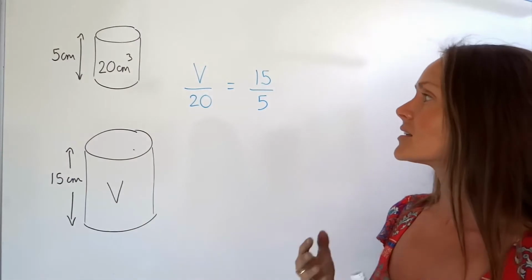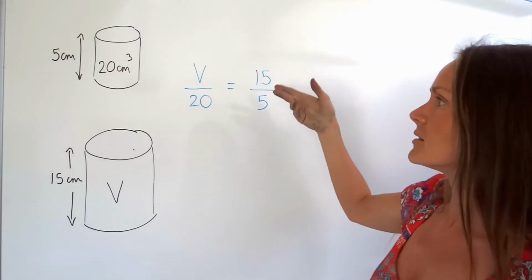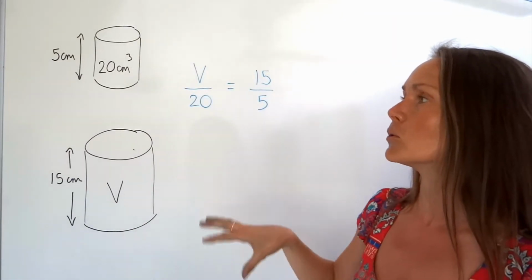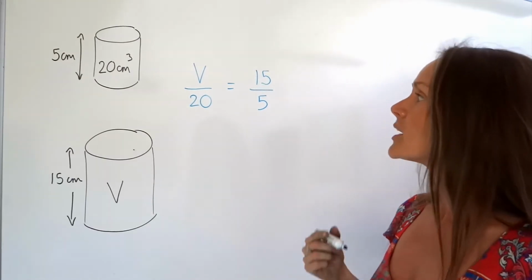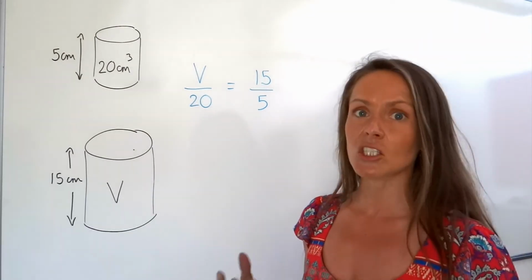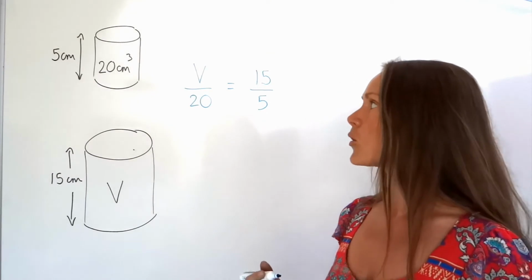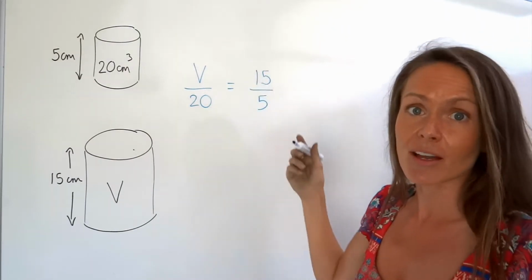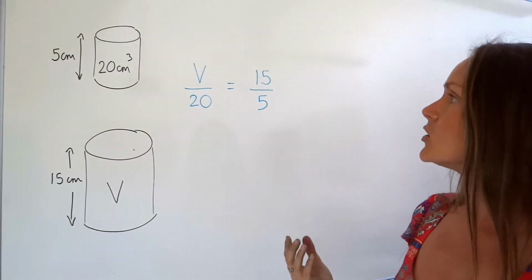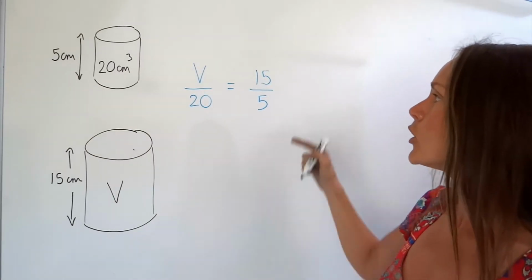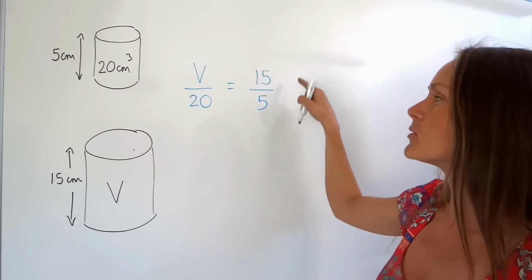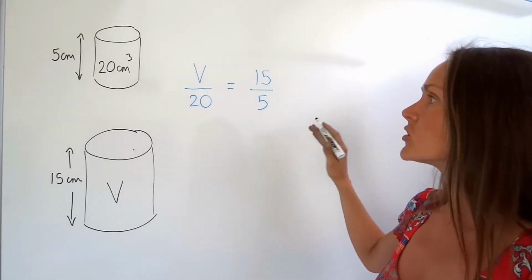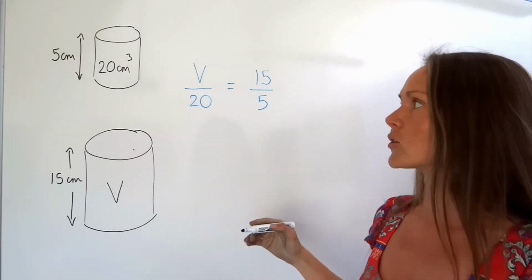Okay, so it doesn't actually matter which way you divide these. You could do it the other way around if you wanted to and you get the same answer. But it just makes your equations in general a bit easier to solve if you keep the unknown as the numerator, that's all. Okay, so I'm going to continue with this question. I know 15 divided by 5 is 3, but I'm just going to leave it like this for the moment, just so you know what to do in some of those harder questions.